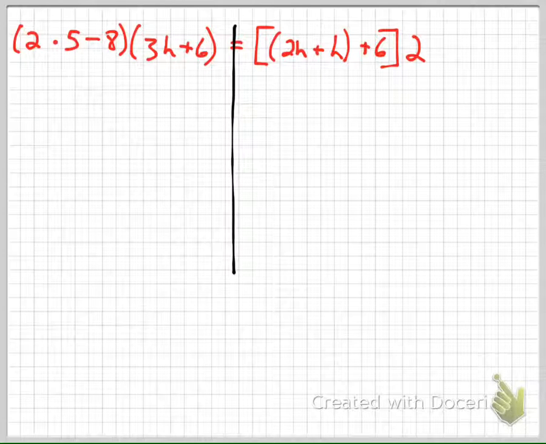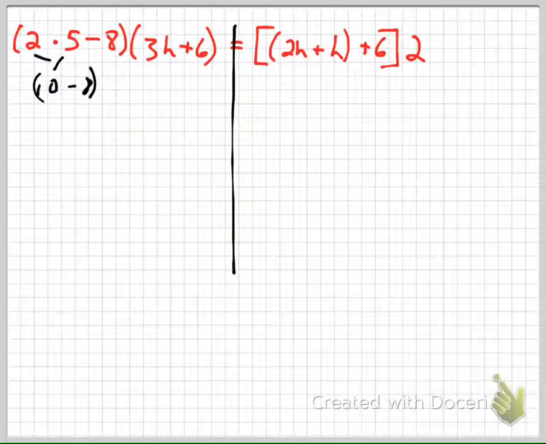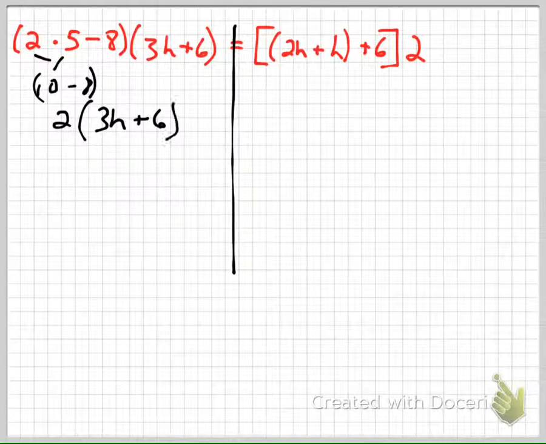Whichever one comes first. So what is 2 times 5 minus 8? What's 2 times 5? 10. 10 minus 8 is 2. So this is 2. And notice it's just right next to 3h plus 6. What do you see now? Do you see it, though?